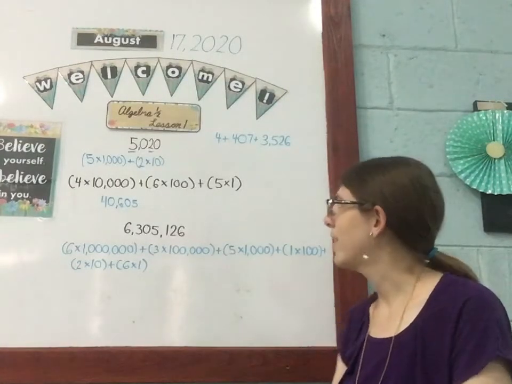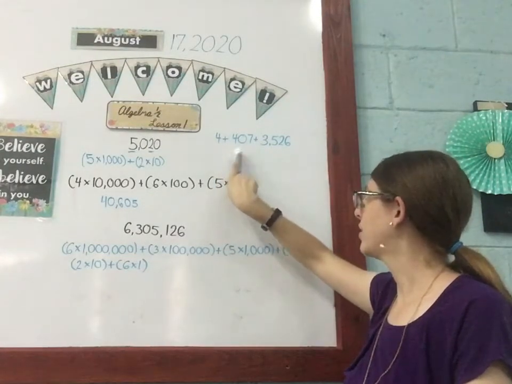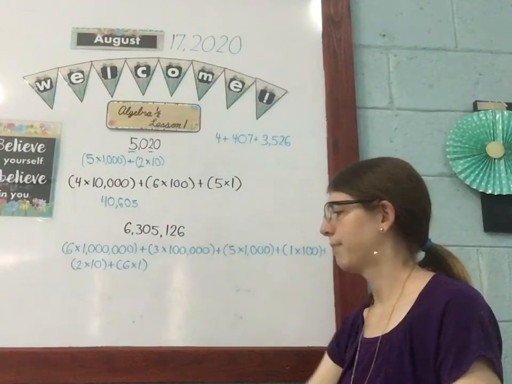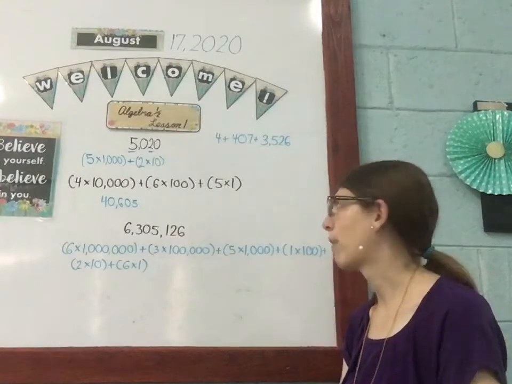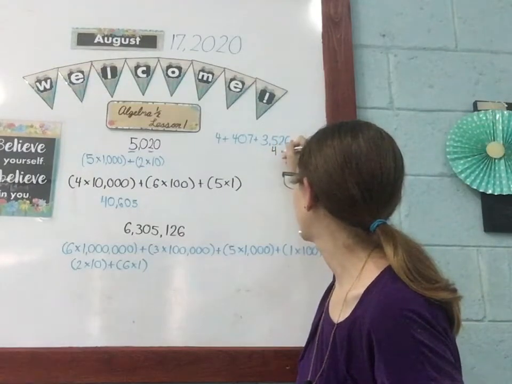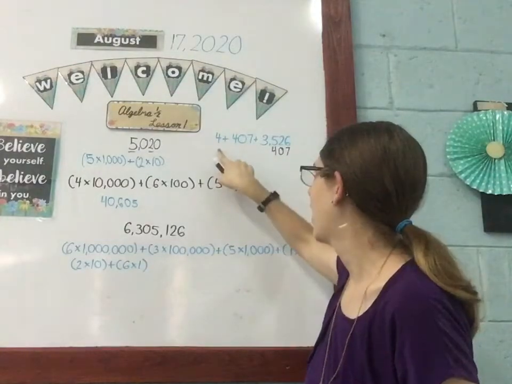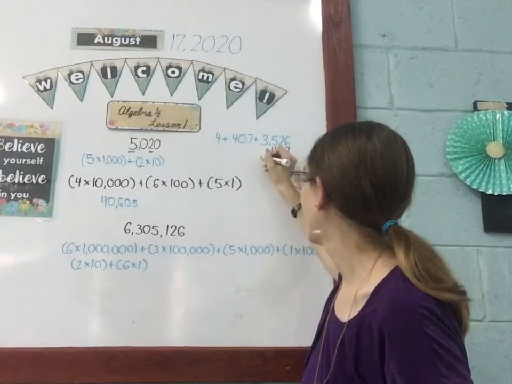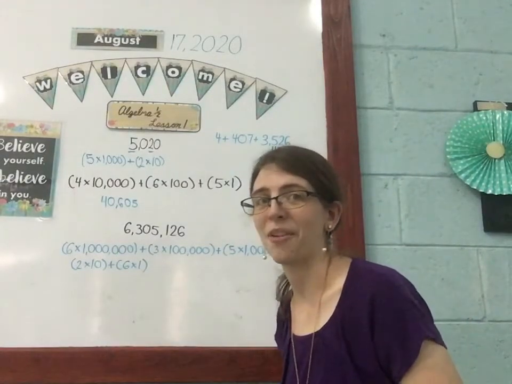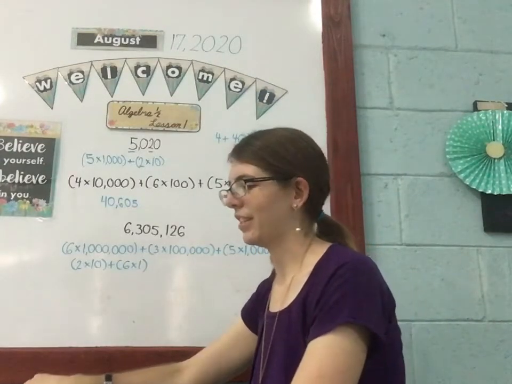Okay, so the last part of this lesson is just addition. If you see something like this, 4 plus 407 plus 3,526, just be careful when you add it. Make sure that you add it up correctly. Line up your numbers. So 407, make sure you put the 4 in the hundreds place, 0 in the tens, 7 in the ones, and this 4 in the ones. Then you can add it. Don't add your 4 to the thousands because that's not where it goes. So just make sure your number is in the correct spot. Okay, let's look at your practice.